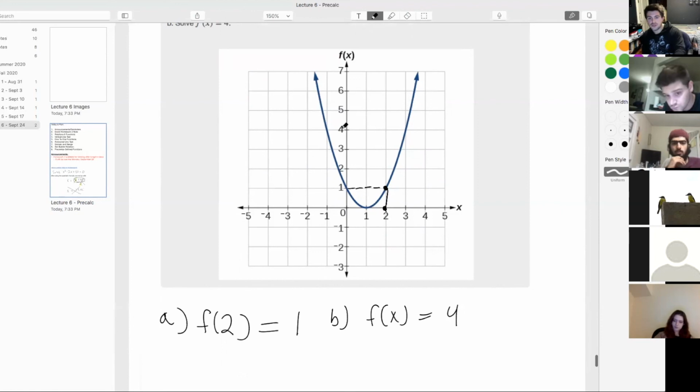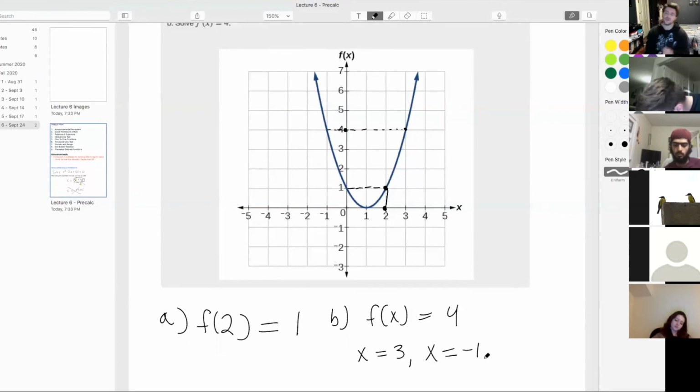So all you do is you go to 4 on the y-axis, and you see which inputs got mapped to it. Okay, so we see that 3 got mapped to it and also -1. So x equals 3 and x equals -1. So it has 2 solutions.